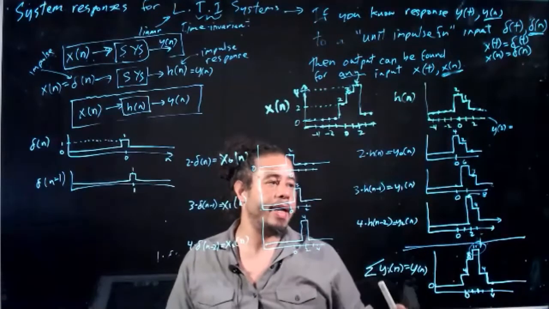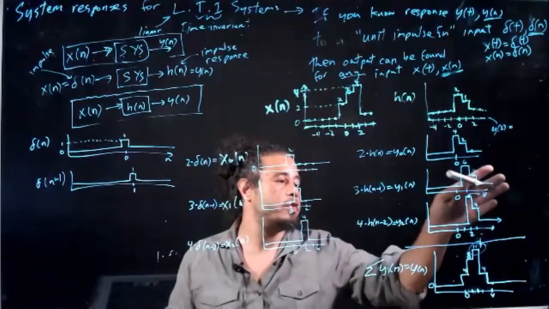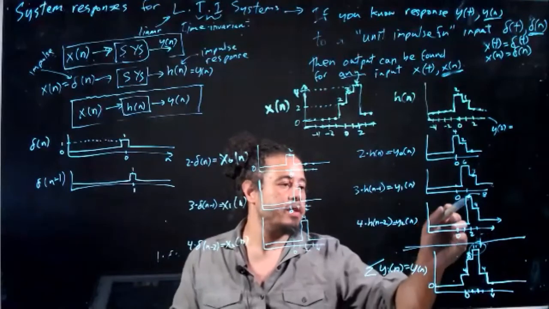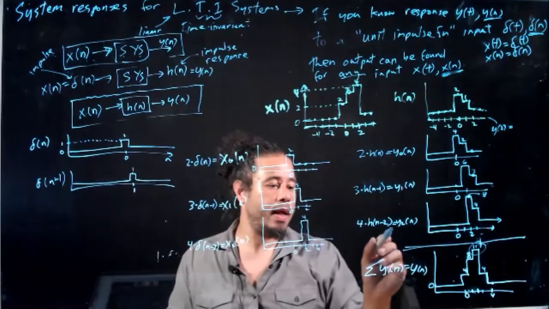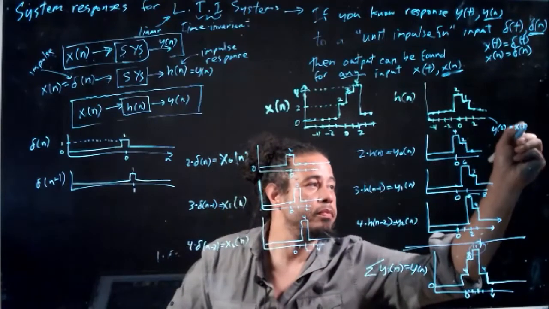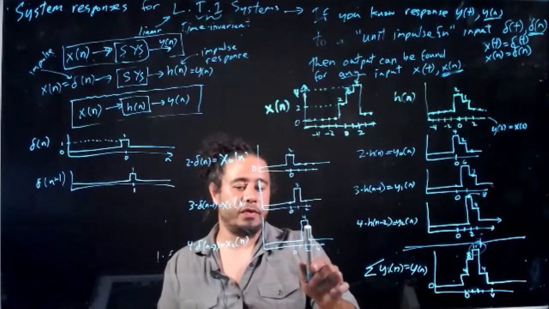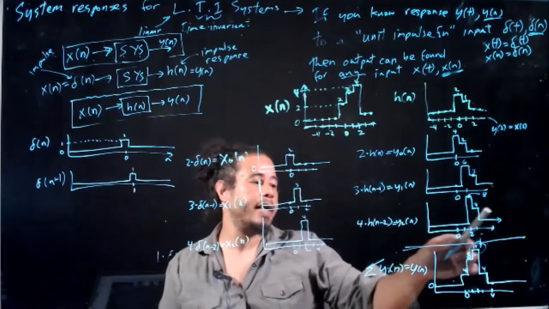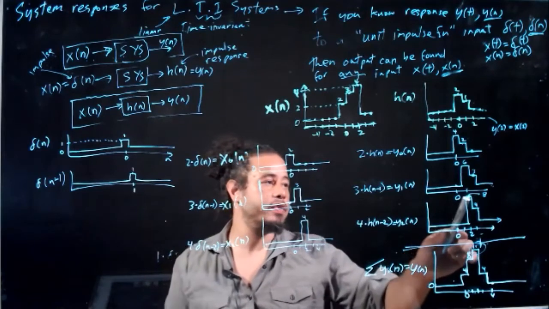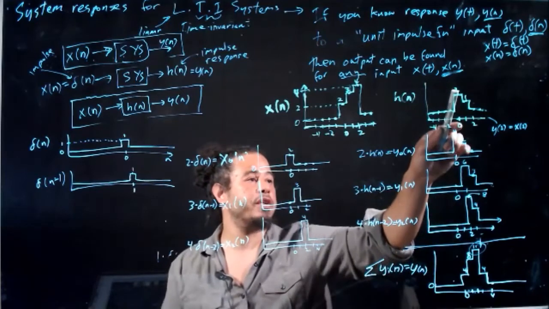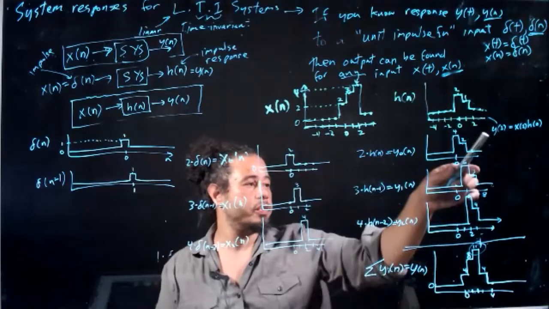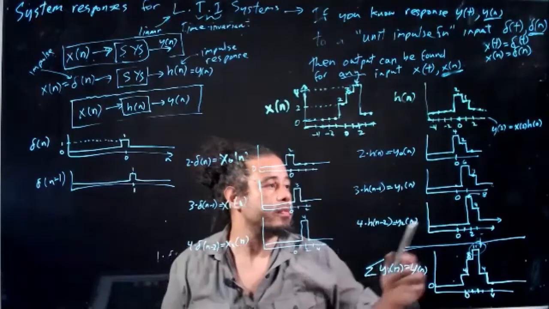But where did the 0, the 3, and the 8 come from? Let's do it backwards, I think it might be a little bit easier. Where did the 8 come from? This 8 came from the input, from this line, so it came from x2 of n. It came from the input x of 2. This input x of 2 is equal to 4, and we took this 4 and multiplied it by h of n, and took the first value of it, so basically h of 0. So this is x of 2, which is 4, multiplied by h of 0, which is 2, and that's the contribution to y2 from x2 of n, from x of 2.